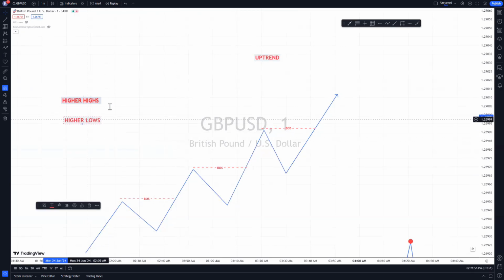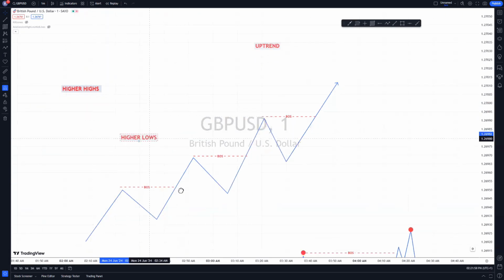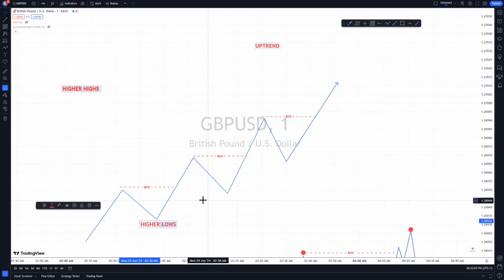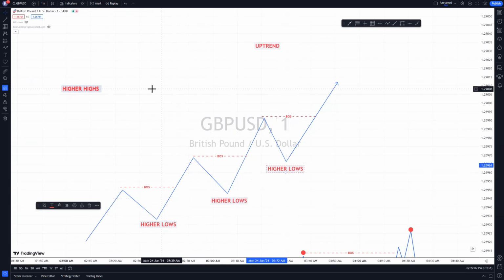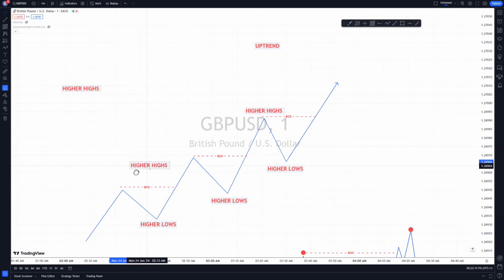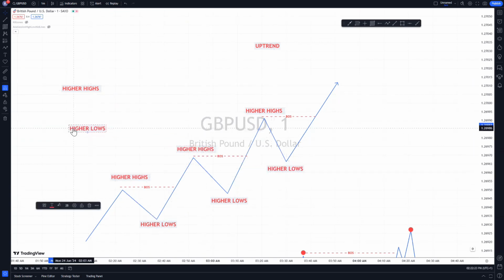Now I'm going to just map them out. These are the higher lows, while these are the higher highs. The higher highs can be denoted as HH, while the higher lows can be denoted as HL. Now, what is a higher high?